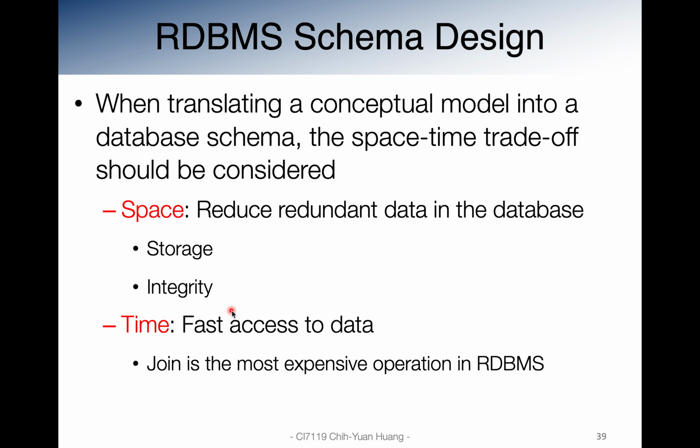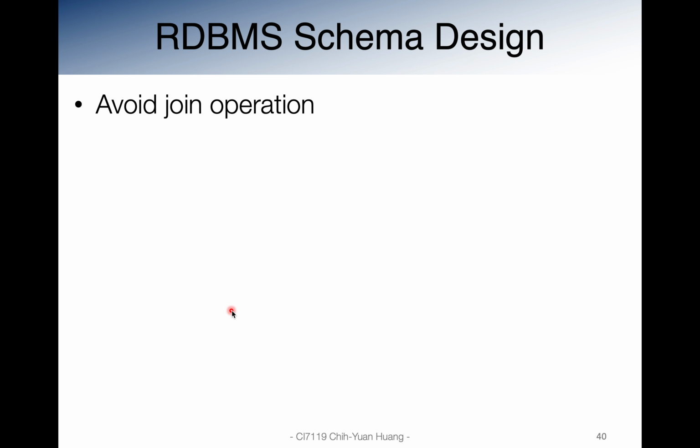So let's take a look at some examples to introduce you to this space-time trade-off. As we mentioned earlier, if you want to have an efficient database, then you should avoid the join operation, because when you join two tables together, that procedure is very time consuming, because it needs to compare the information between two tables.